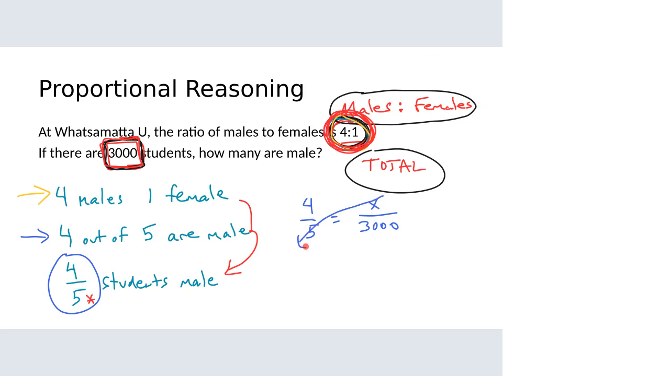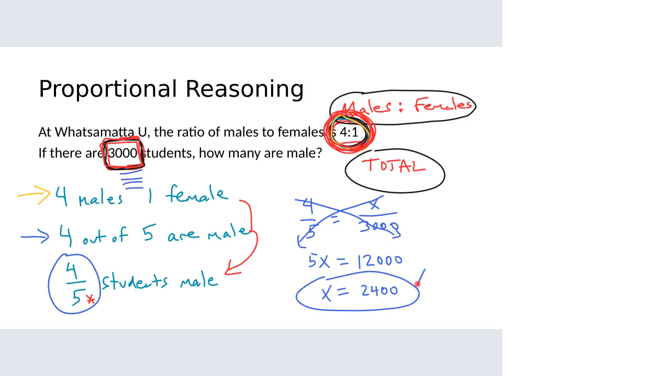Cross multiplying, we'll have 5x is 4 times 3,000 is 12,000. We'll divide both sides by 5 and get 2,400. So of the 3,000 students at the college, 2,400 of them are male. The key here is we were given information about males to females, but this number here was about the total. So we need to rewrite that in a way that works with something that's about the total.